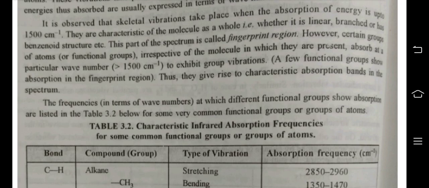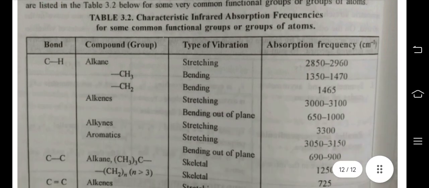However, certain groups of atoms, irrespective of the molecule in which they are present, absorb at a particular wave number to exhibit group vibration. A few functional groups show absorption in the fingerprint region. Thus, they give rise to characteristic absorption bands in the spectrum. The frequency in terms of wave numbers at which different functional groups show absorption are shown in a table for some very common functional groups or groups of atoms.